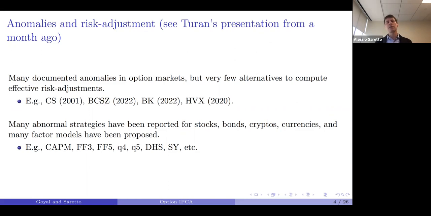There's a bunch of papers that now study option returns. There's a bunch of papers that find large sources of predictability, but there are very few ways to risk adjust these returns. On the other side, there is pretty much a factor model for anything else in the world. So it makes sense to think about how to risk adjust option returns as well.